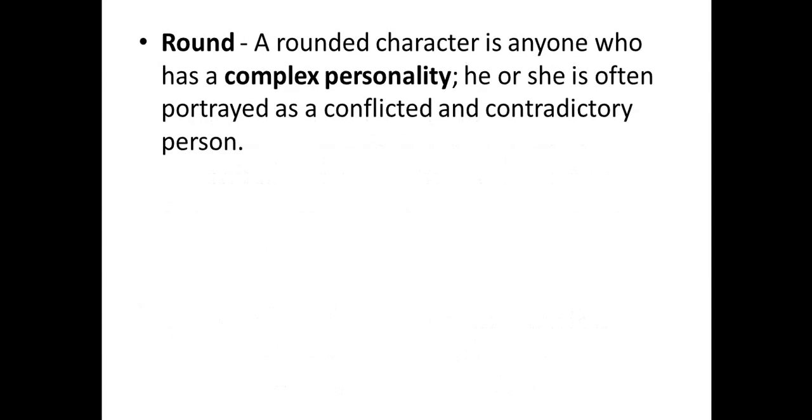A character can be round. A round or rounded character is anyone who has a complex personality. He or she is often portrayed as a conflicted and contradictory person. You can find, for example, the story of The Black Cat by Edgar Allan Poe, where the character is complex. Since he's suffering from schizophrenia, he is a round character, as his personality is complex.